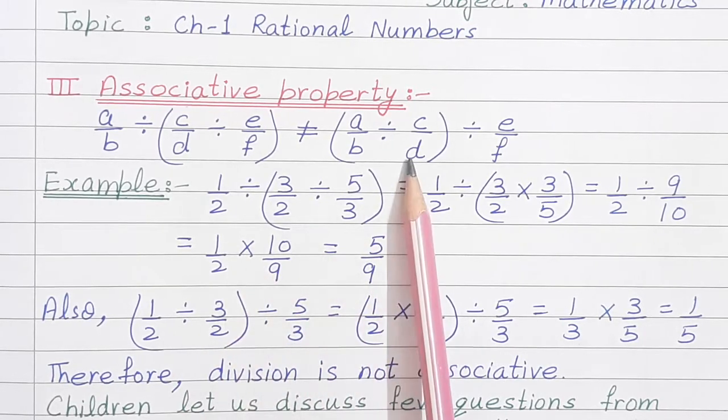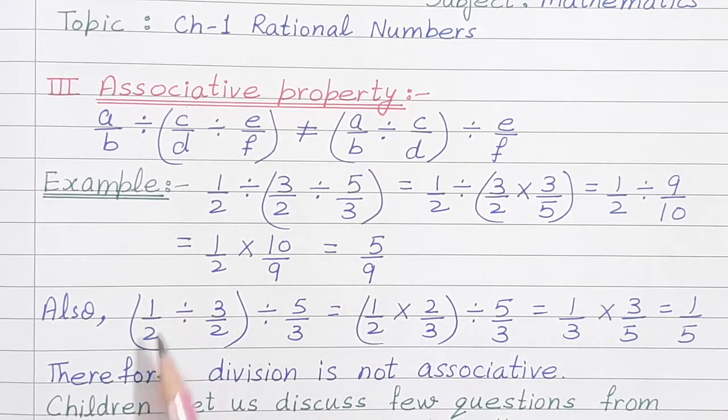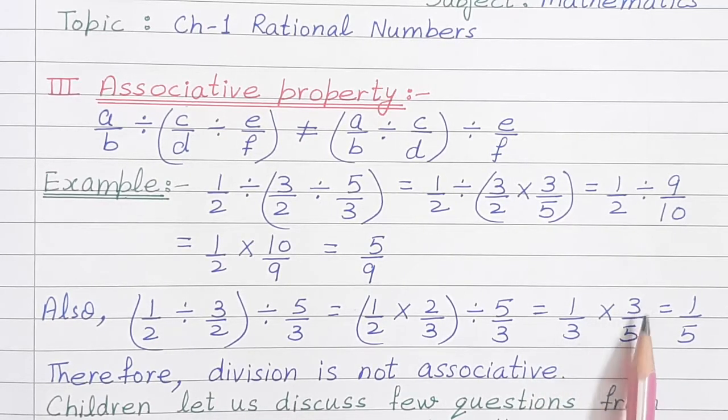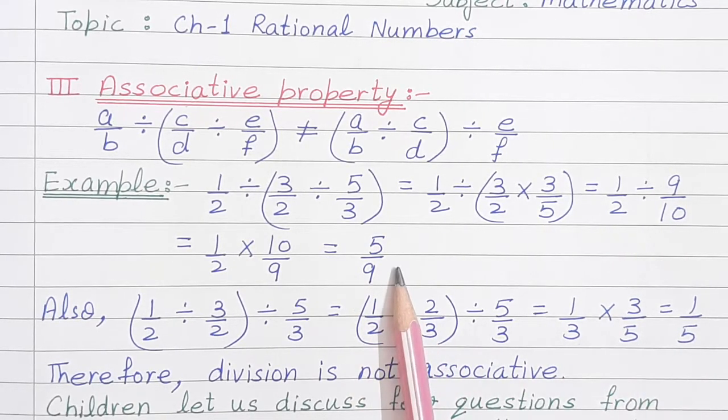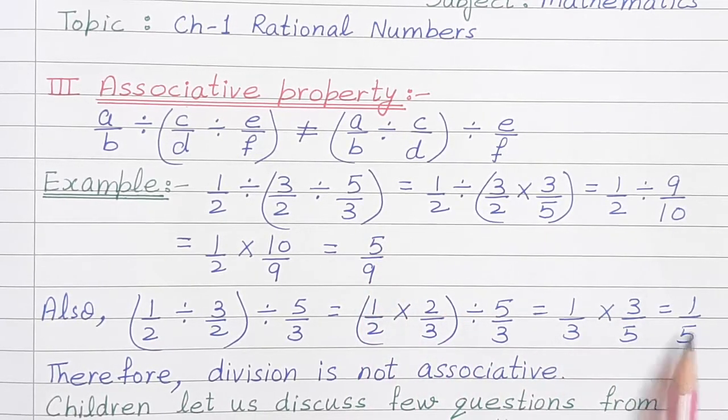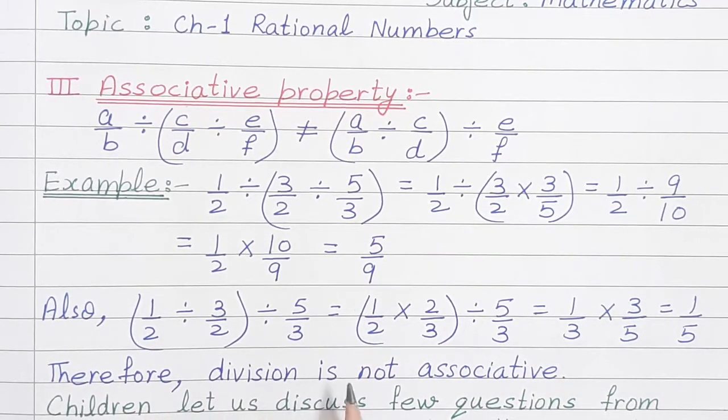Now let us put the values in the right hand side. So here 1 upon 2 divided by 3 upon 2 give us the result as 1 upon 3. Now 1 upon 3 multiplied by 3 upon 5 is equal to 1 upon 5. Now students, you can see that left hand side is not equal to right hand side. Therefore, division is not associative. I hope it is clear to everyone.